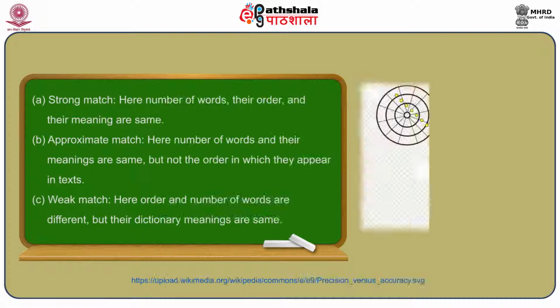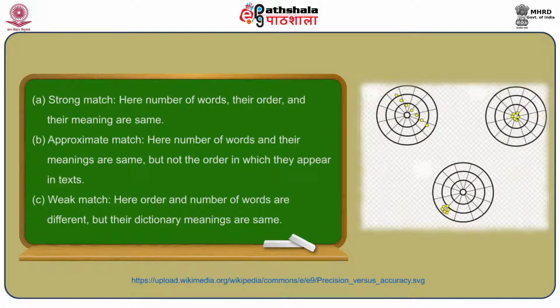After translation analysis, we come with three different outcomes. There are situations where there is a strong match, where the number of words and their order, their meaning are same both in the source language as well as in the target language. Then we come across the approximate match, where the number of words and their meanings are same, but not the order in which they appear in the texts. Then we come across the situations of weak match, where the order and number of words are different, but the dictionary meanings are same. So this kind of variations are also available after analysis.